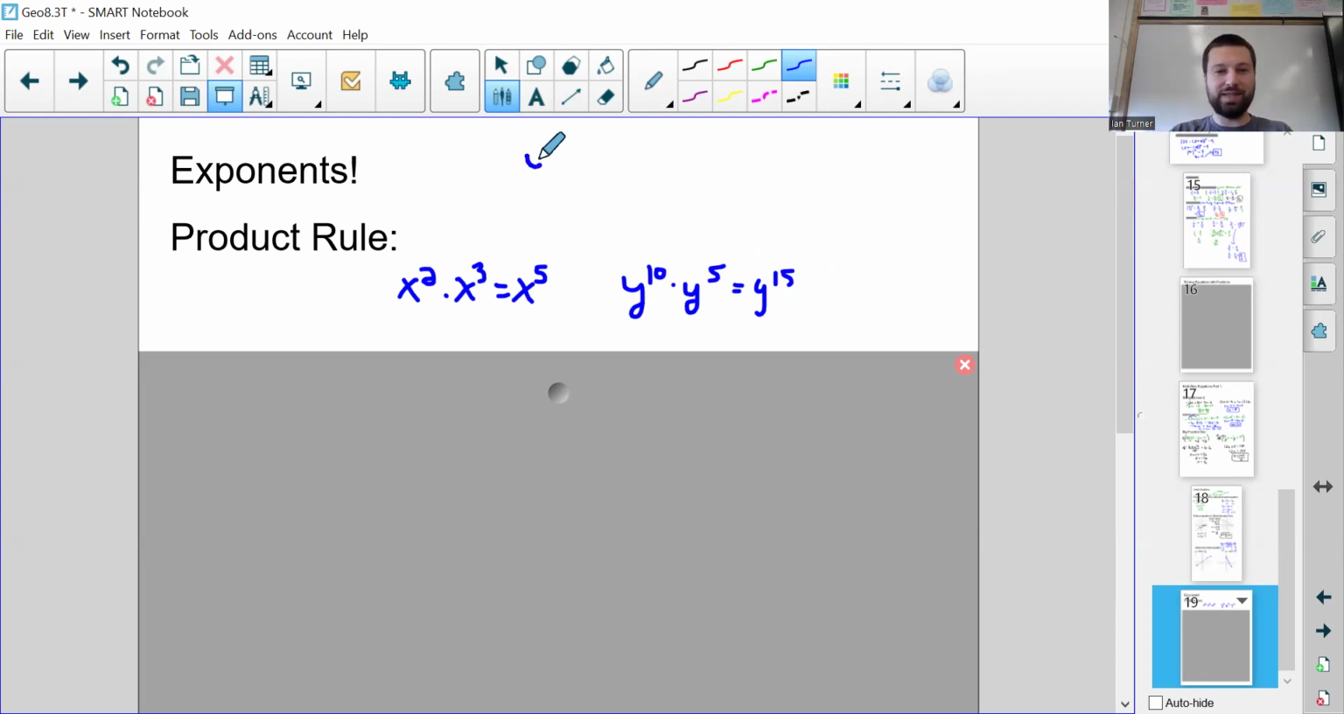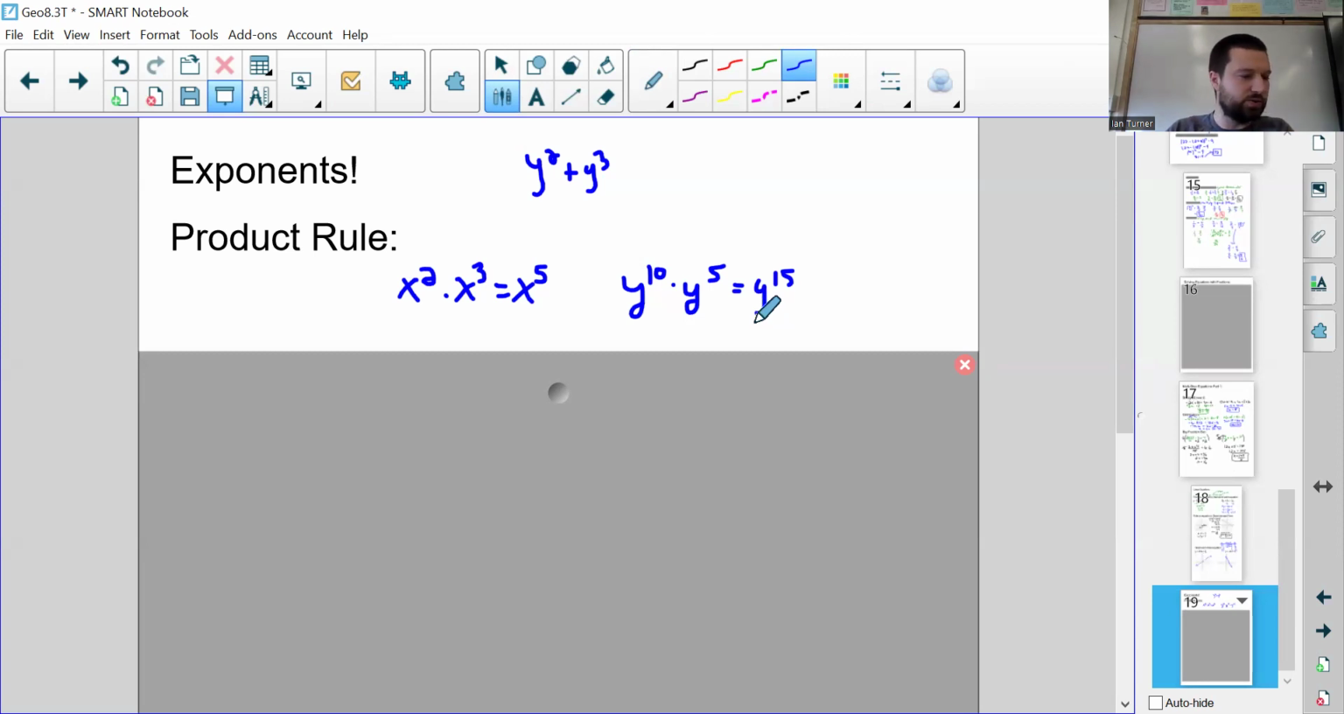Now, if you have something like y squared plus y to the third, we cannot do anything with those. That is as far as we can go. You cannot combine those in any way. So this needs to be multiplication, and then you add the exponents. I know that seems a little weird, but if you're multiplying two things, you add their exponents. And they've got to be the same variable.